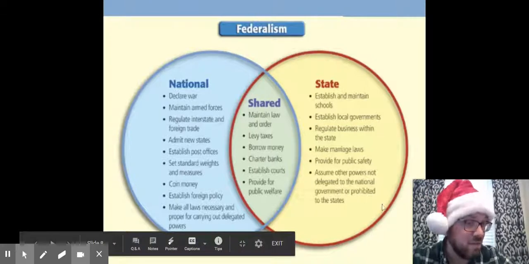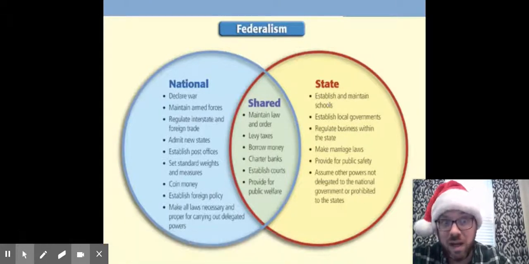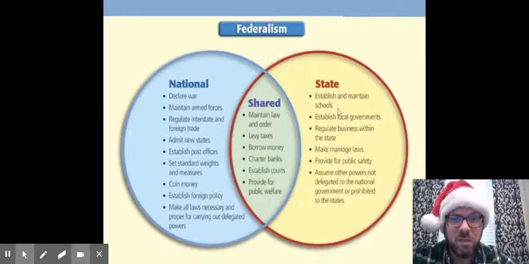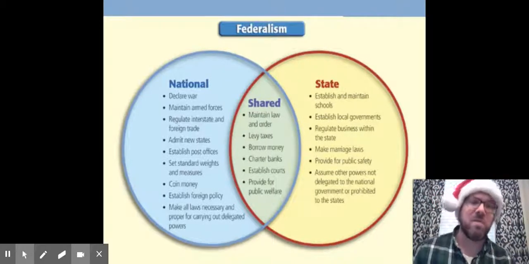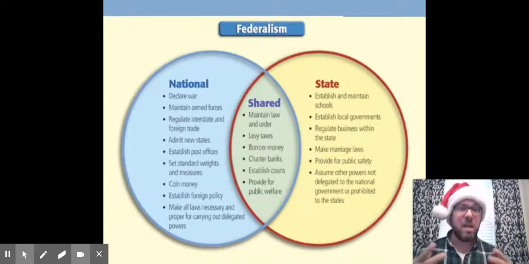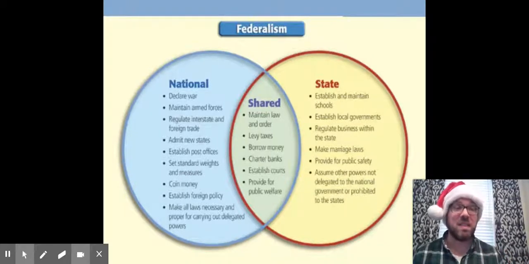Anything in the blue are powers that only the federal government can do. Now, the state government, on the other hand, establishes and maintains our schools, what we're doing right now. It establishes our local governments. They regulate business within our state, for us that would be Virginia. They make marriage laws and issue marriage licenses.